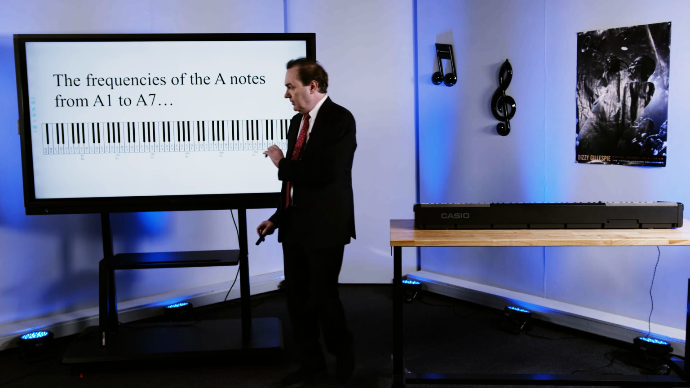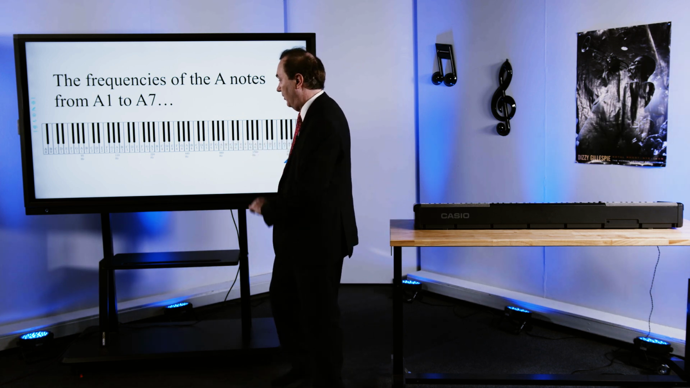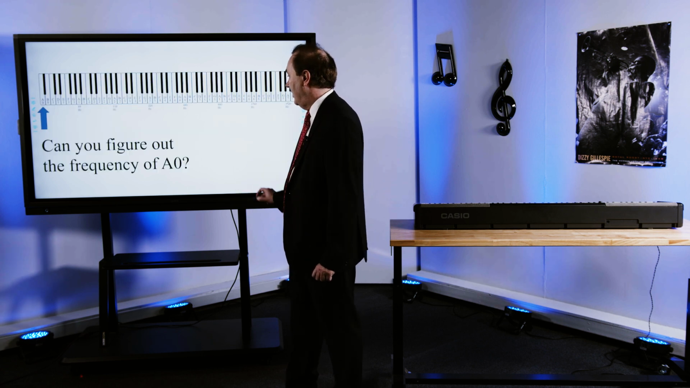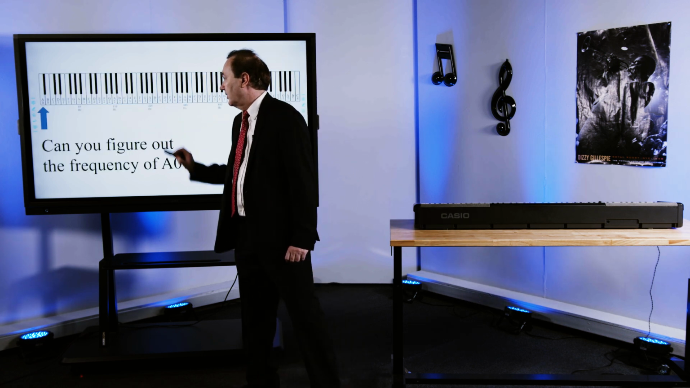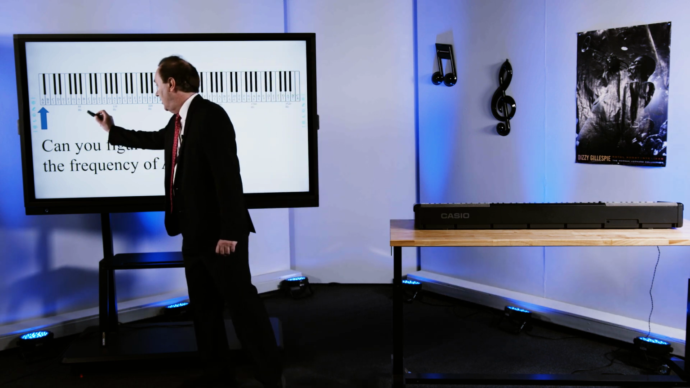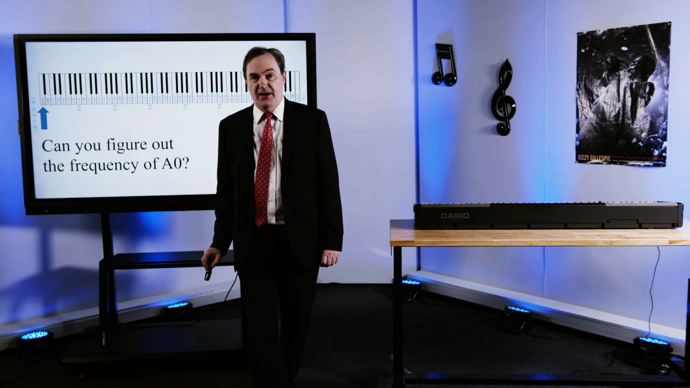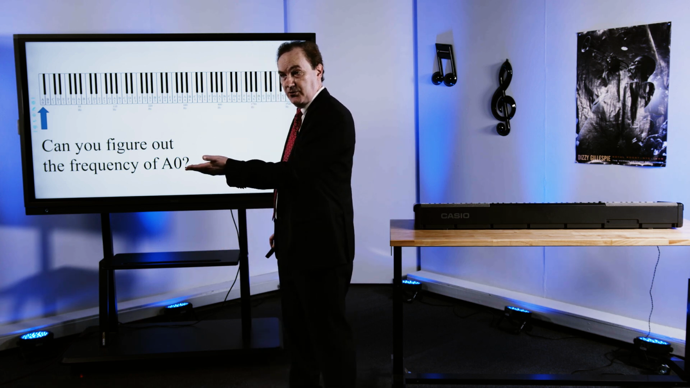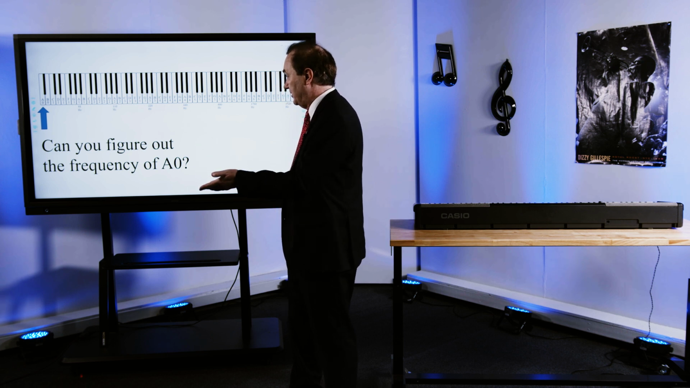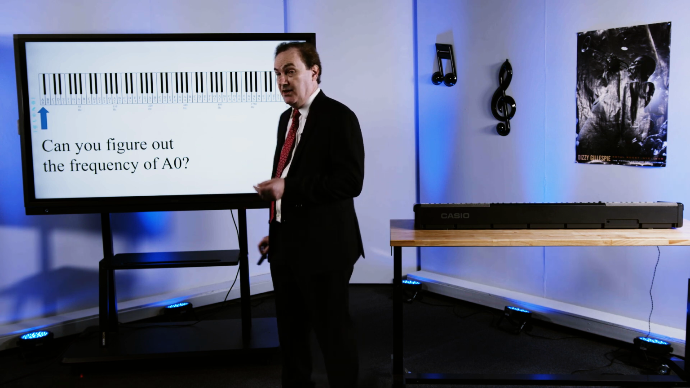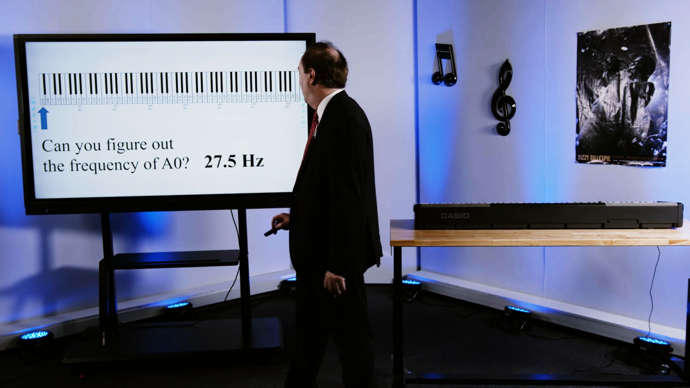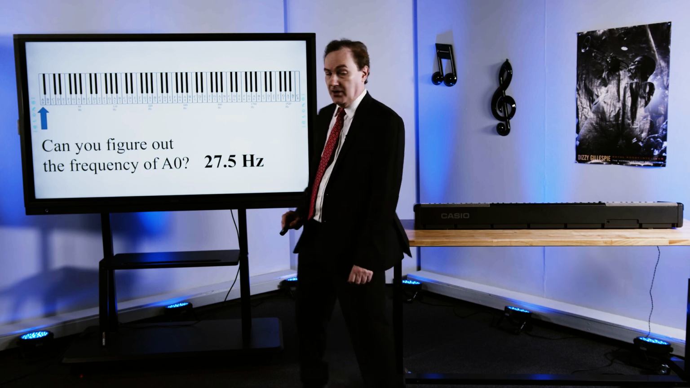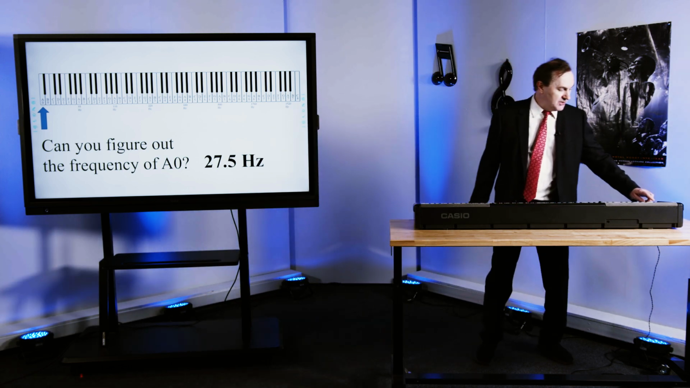But remember that there's a lower note. In fact, the lowest note on the keyboard is A0. So I left that out because I want to quiz you on that. Can we figure out the frequency of A0? Now, it's one octave below A1, which has a frequency of 55 hertz. They have a 2-to-1 ratio, so 55 is twice the frequency we're looking for, or in other words, the frequency we're looking for is 1/2 of 55. But that's not a whole number, is it? 1/2 of 55 is 27.5. So the frequency of A0 is 27.5 hertz.